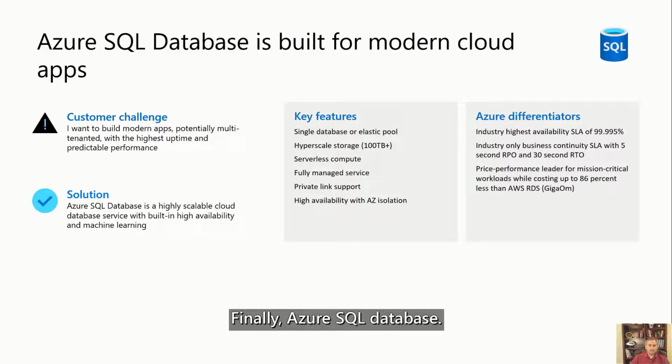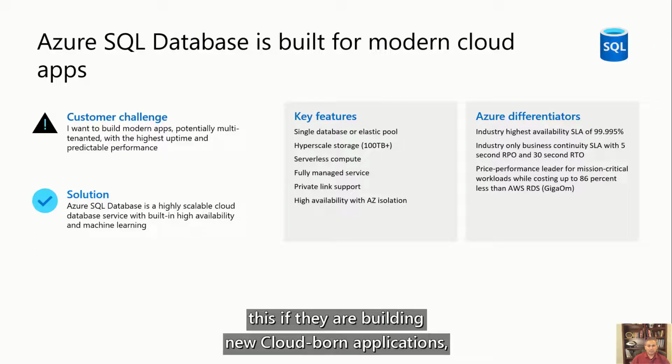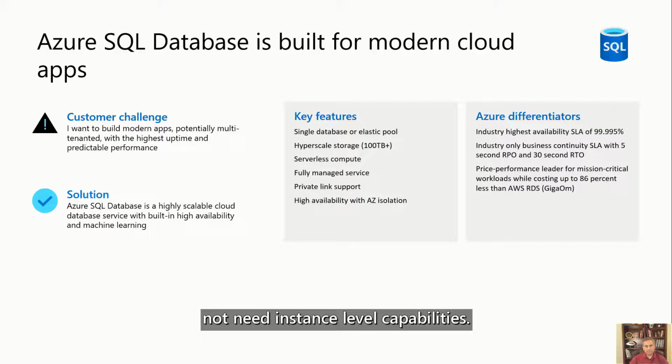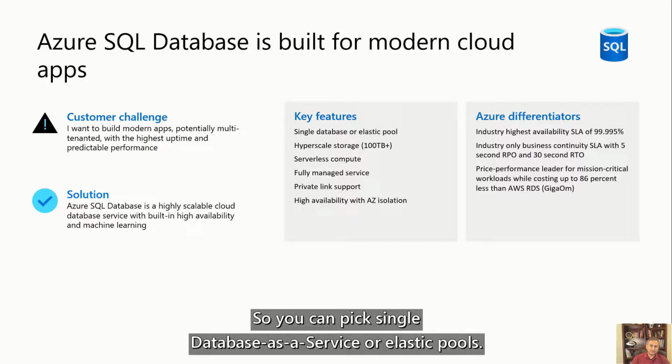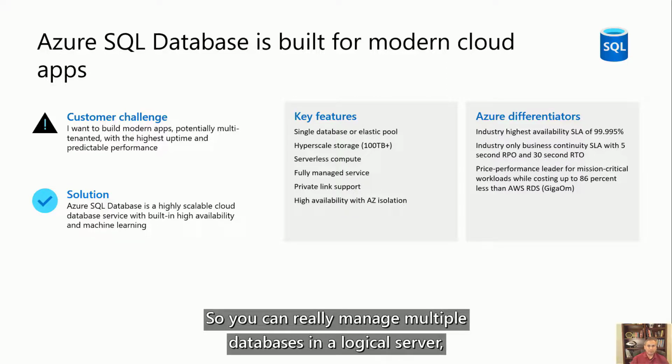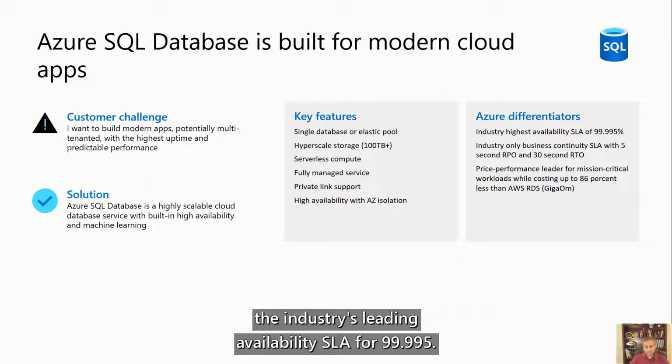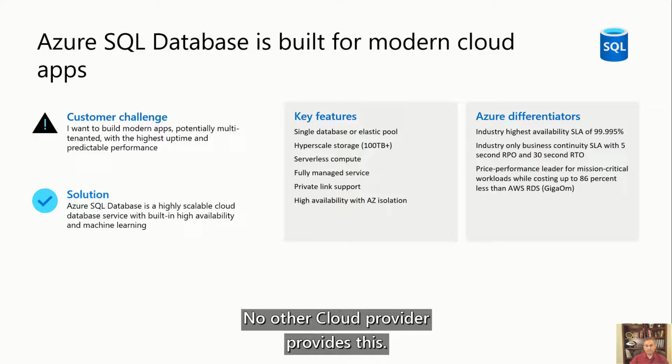And finally, Azure SQL database. In this case, customers pick this if they are building new cloud-born applications or multi-tenant type applications which do not need instance level capabilities. So you can pick single database as a service or elastic pools. So you can really manage multiple databases in a logical server and save costs. And it provides the industry's leading availability SLA, 4 nines and a 5. No other cloud provider provides this.